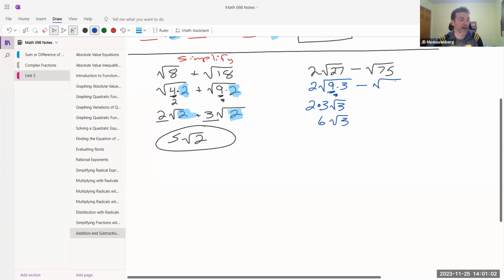Minus 75 is 25 times 3. This is a perfect square. Its square root is 5, which makes it 5 radical 3. So we have 6 radical 3 minus 5 radical 3. Now, 6 minus 5 is 1, but if that's all we have, we don't even write it. We just say that's equal to radical 3.